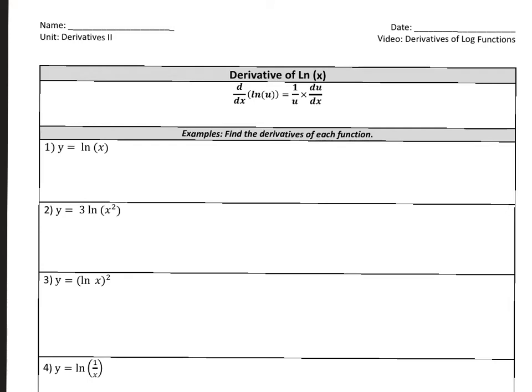So let's write that down in words. The derivative of ln of u is 1 over the inside times the derivative of the inside.